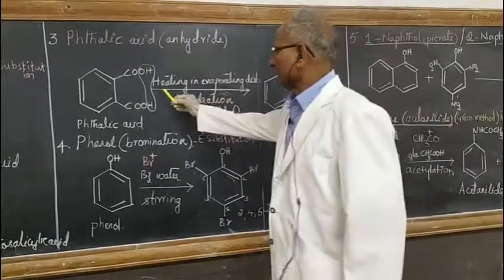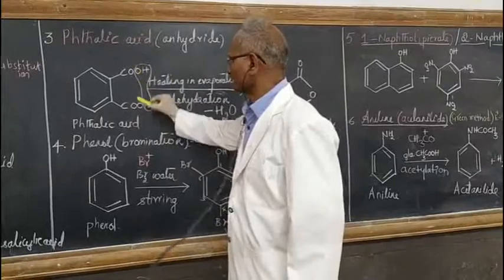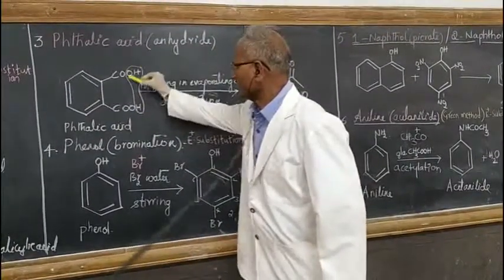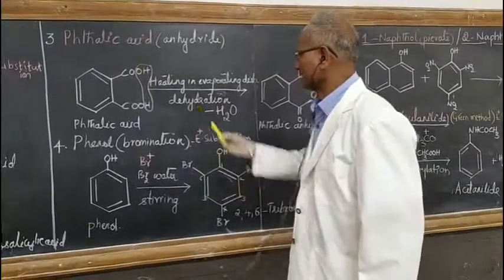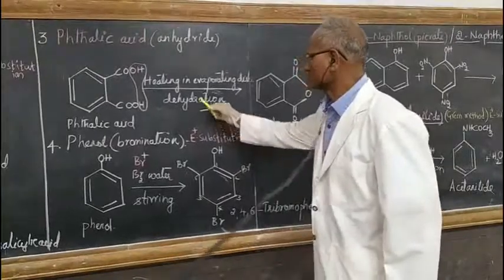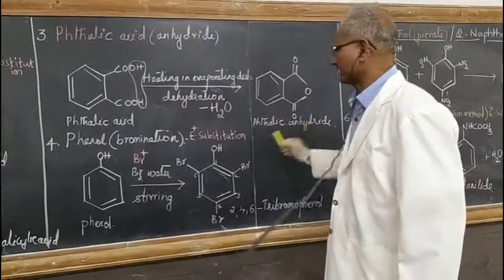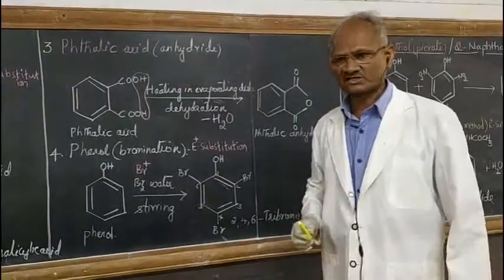This is phthalic acid. It contains 2 carboxyl groups very close to each other. On heating, it undergoes dehydration. Elements of water are removed from the ortho dicarboxylic acid, that is phthalic acid. It loses water and forms the anhydride. This is phthalic anhydride. Just now we have seen it is obtained in the form of needle shaped crystals.